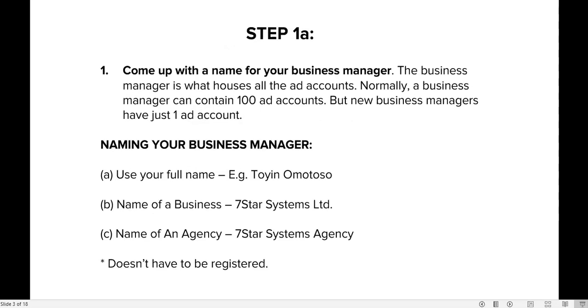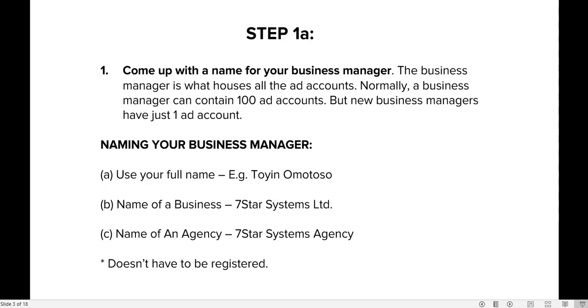So step 1A is about coming up with a name for your business manager. The business manager, like I said in the previous video, is what houses all the ad accounts. And normally, a business manager can contain up to 100 advert accounts. But if the business manager is new, it can only contain 1 ad account. And as time goes on, if you need more, Facebook can help you add more ad accounts to your business manager if you are complying with their ad policies.